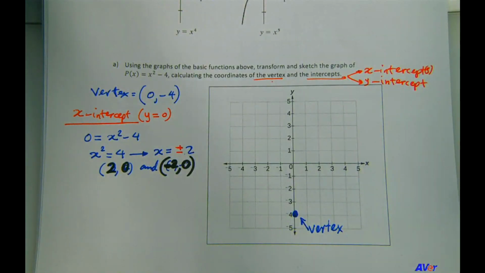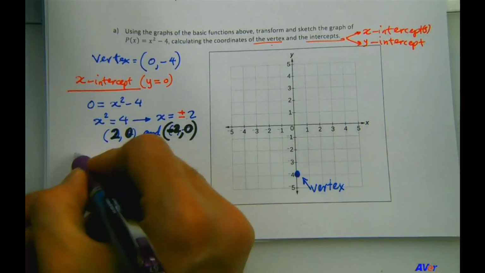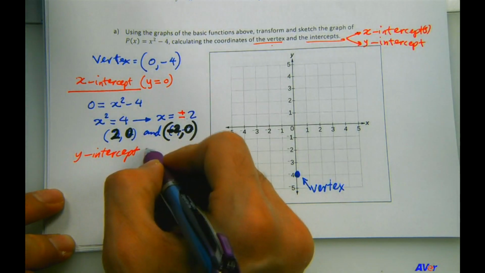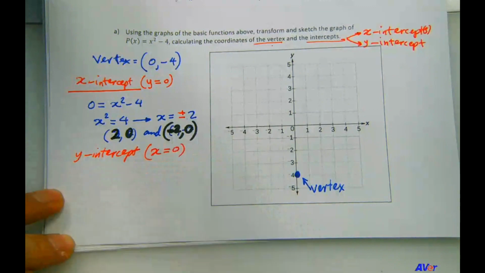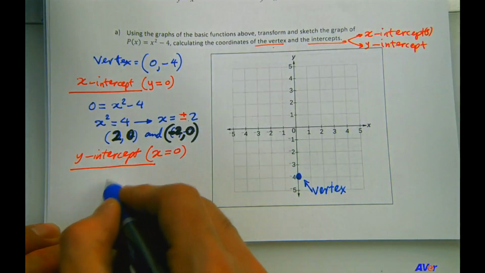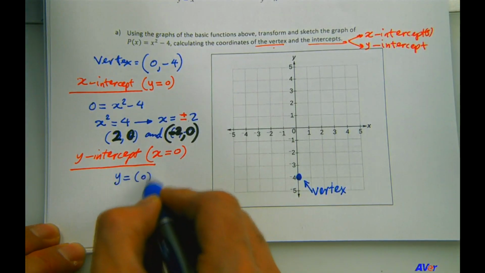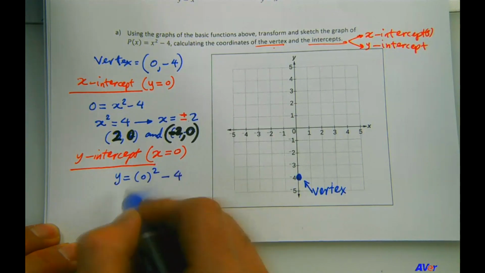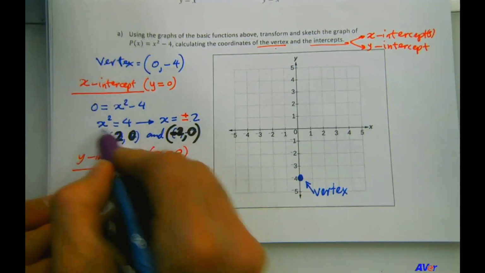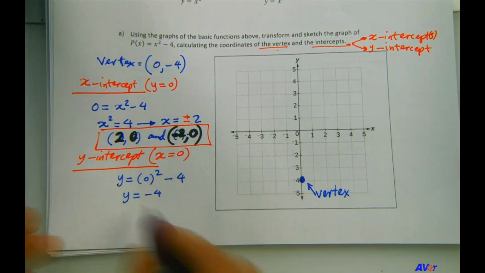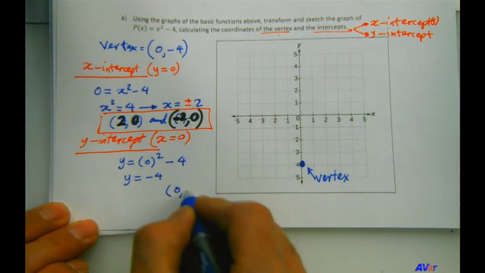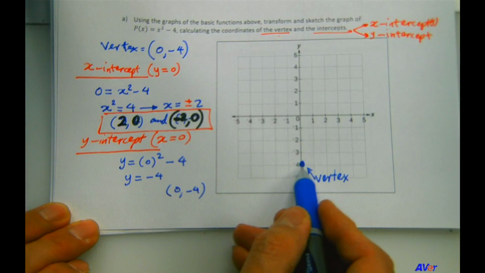And then the y-intercept is obtained by setting x equal to 0. Okay? So we're going to calculate that function. So y equals 0 squared minus 4, and y equals minus 4. So those were the x-intercepts, and the y-intercept would be 0, comma, negative 4, which we already have, right? That's where the vertex is.